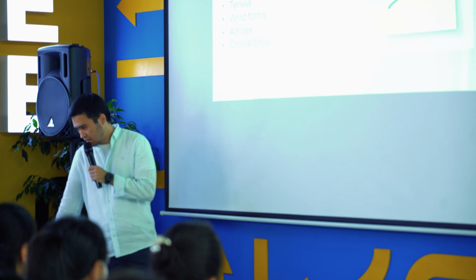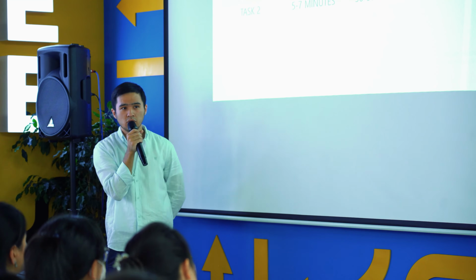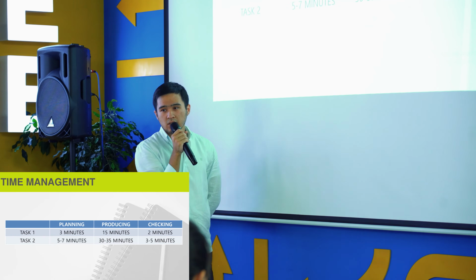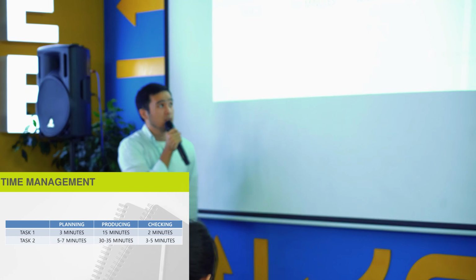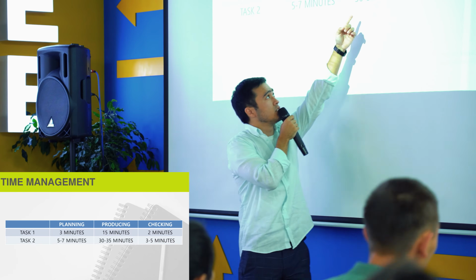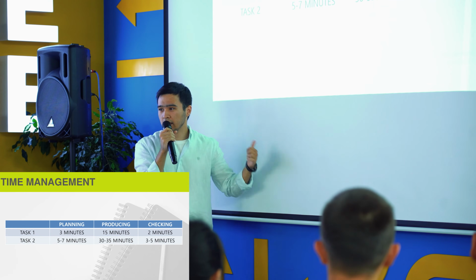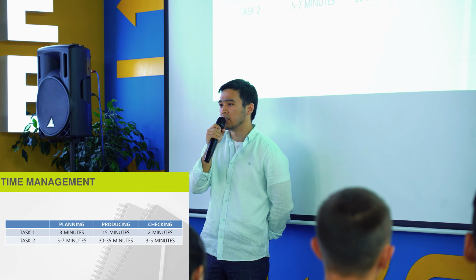So let's continue now with the time management. This is the standard time management that I use. In task 1 I spend about 3 minutes on planning, 3 to 5 minutes I would say, and then 15 minutes on producing. Now when you look at those numbers, 15 minutes for task 1 seems like unreal, right? Who can manage to write task 1 in 15 minutes? Who writes it?